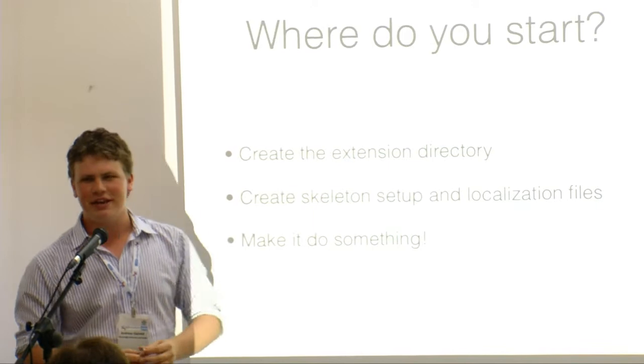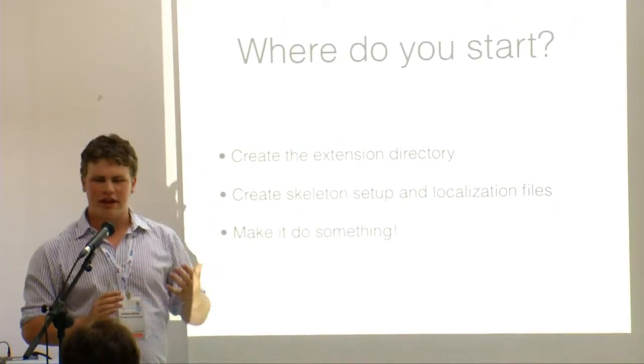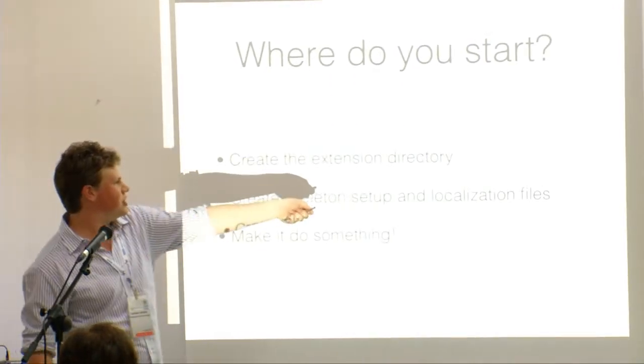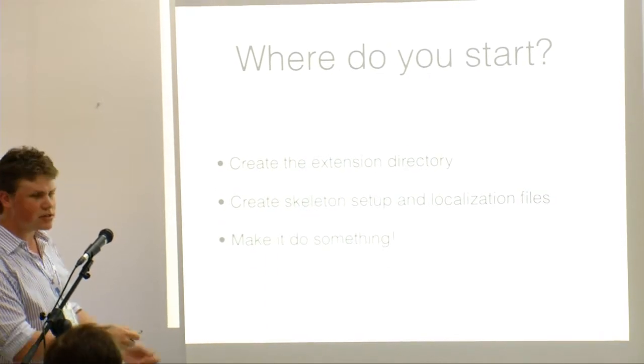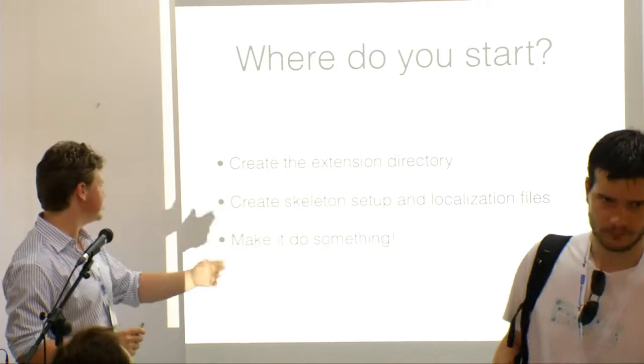Awesome. So you want to create a MediaWiki extension. Where do you start? The basic way of getting the skeleton of a MediaWiki extension together is, of course, you need to create the directory. You need to create the extension setup and the localization files. Those are the two really important files that I talked about before. I'm going to give you a couple of examples in just a second.